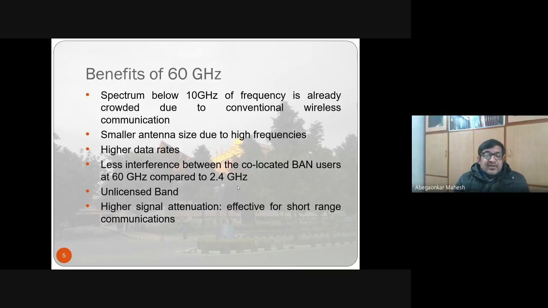And then this is an unlicensed band, and then higher signal attenuation. So this is one of the drawbacks. You cannot communicate at 60 gigahertz to, let's say, 5 kilometers or 10 kilometers. It is a very short range communication system. At very short ranges, maximum you can go is 100 meters, unless you apply amplifiers and other things, of course. But 100 meters, 10 meters is what we are looking at.